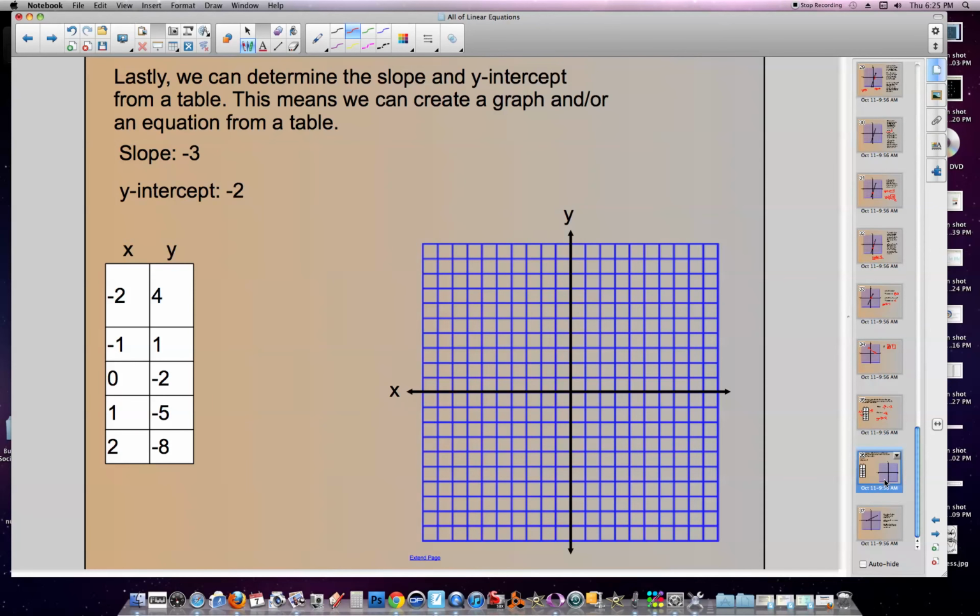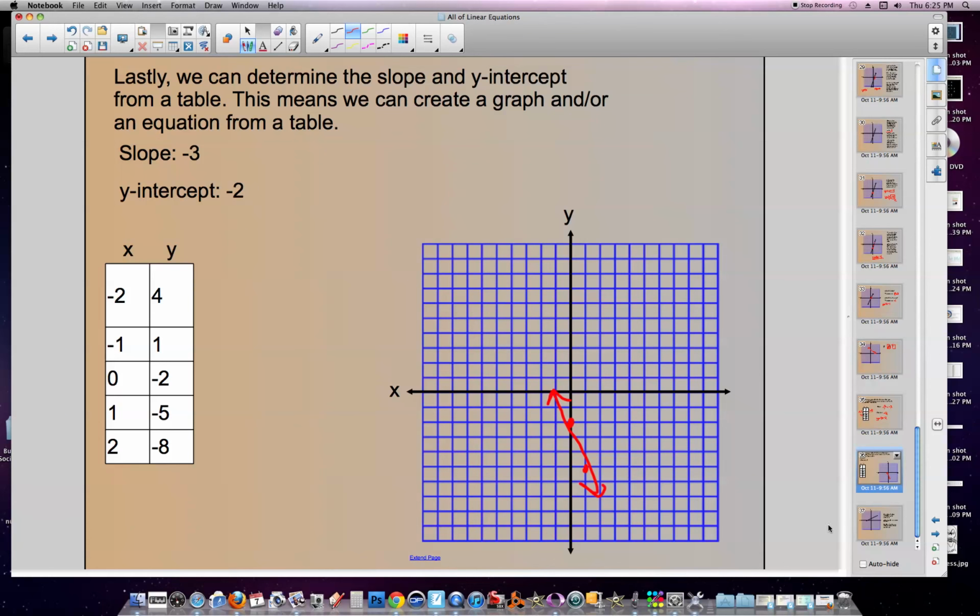We can also graph this, right? Slope negative 3, y-intercept negative 2. So when x is 0, y is negative 2. And my slope says every time x goes over 1, I should go down 3. And now I'm done. I've created this linear equation. I've created a graph from a table from an equation.